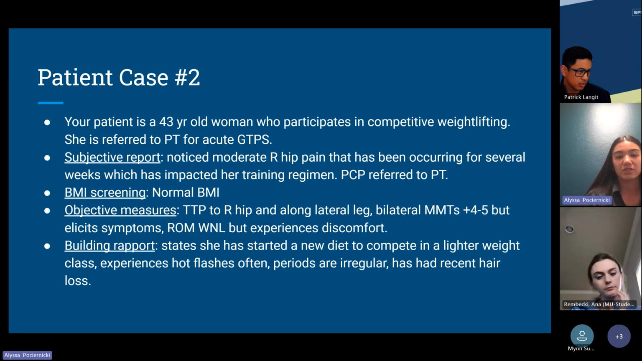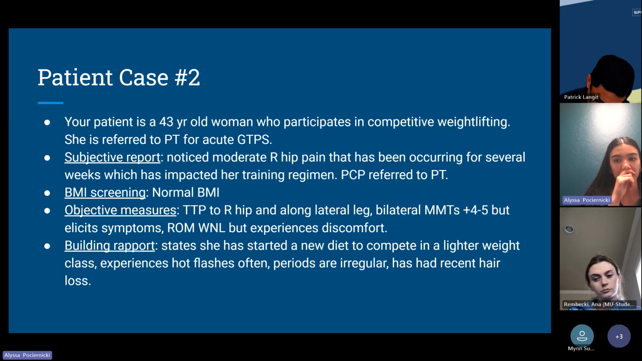In objective measures, she is tender to palpation to her right hip and along the lateral side of that leg. Bilaterally, her MMTs are 4+ to 5, but they do elicit some symptoms. And then range of motion is within normal limits, but she experiences a little bit of discomfort in her hip. In building rapport, she states that she has started a new diet to compete in a lighter weight class. She has been experiencing hot flashes often. Her periods are irregular and she has had recent hair loss.